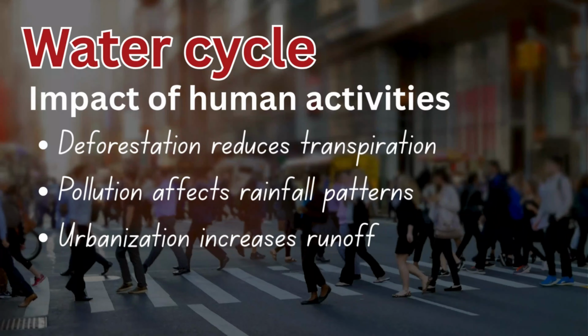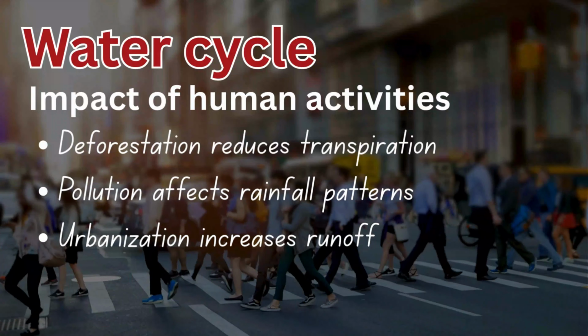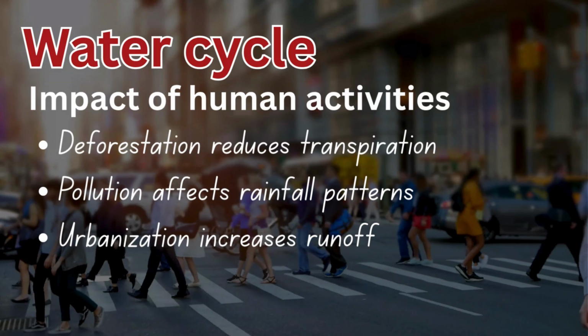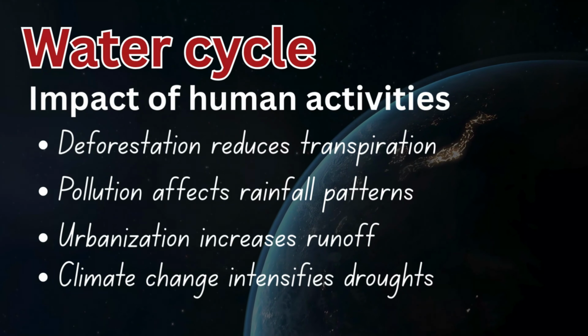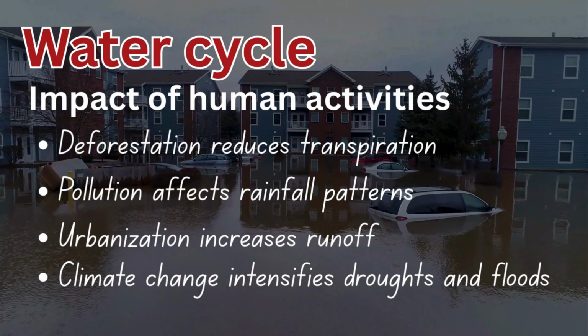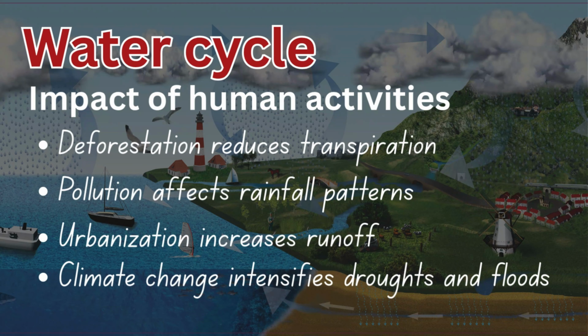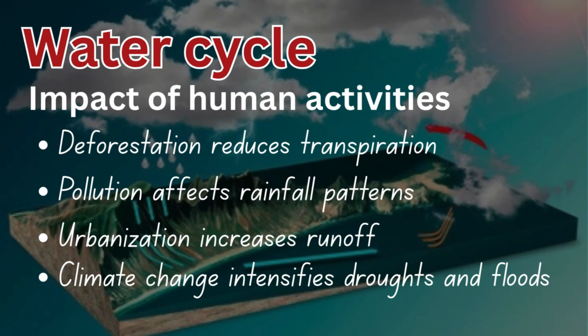Urbanization replaces soil with concrete, increasing surface runoff and reducing the amount of water that can seep into the ground to become groundwater. And of course, climate change is speeding everything up, causing longer droughts, sudden floods, unpredictable storms, and uneven rainfall. All these activities interfere with the natural flow of the water cycle, making it harder for ecosystems, agriculture, and even communities to get the water they need. So yes, our activities are changing the water cycle in ways we can't ignore.